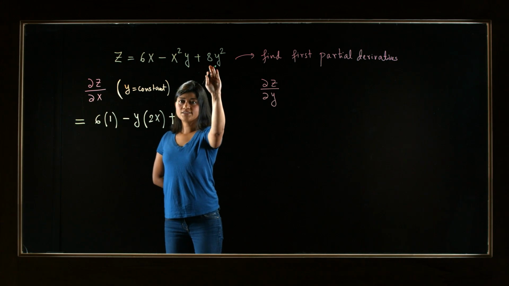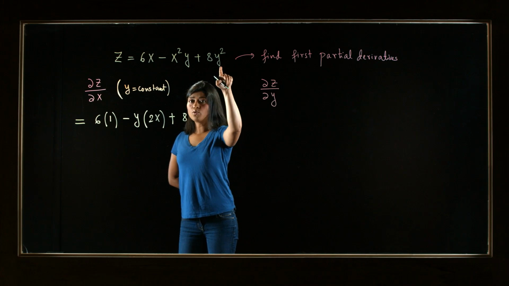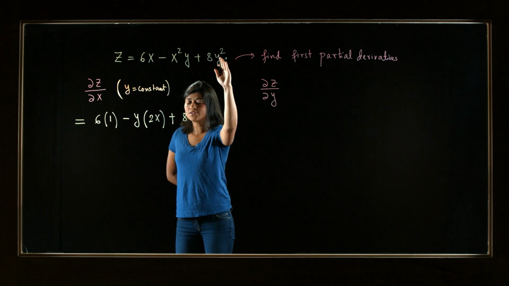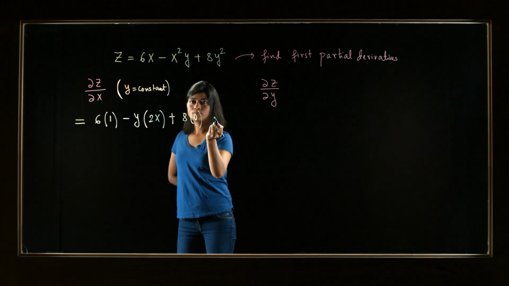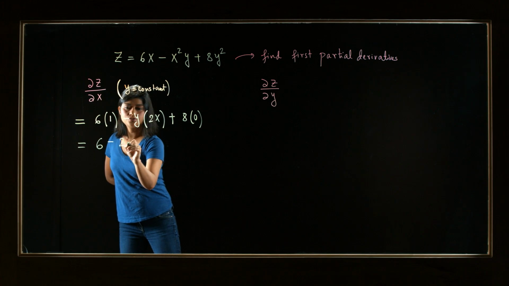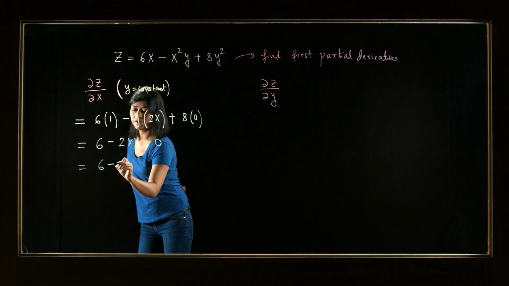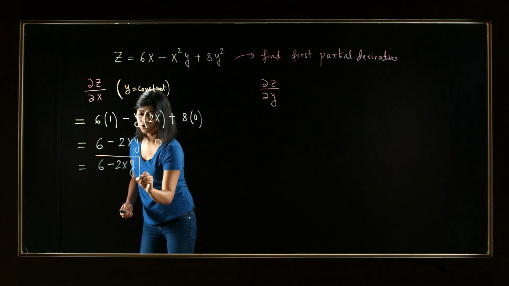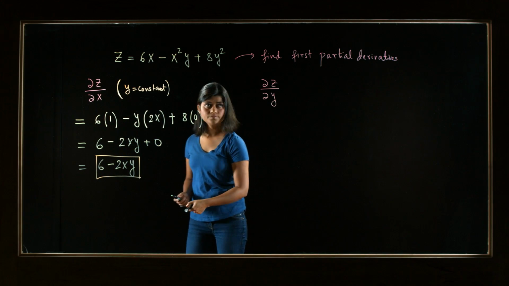Last term, 8 is a constant. What about y squared? Constant. And so the whole thing is constant. There is no x. So what is the derivative of a constant? 0. Simplify now. 6 minus 2xy plus 0. So this is 6 minus 2xy. That is the partial derivative of z with respect to x.